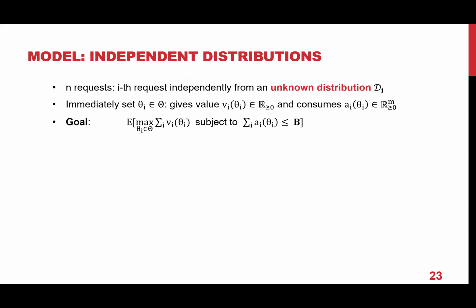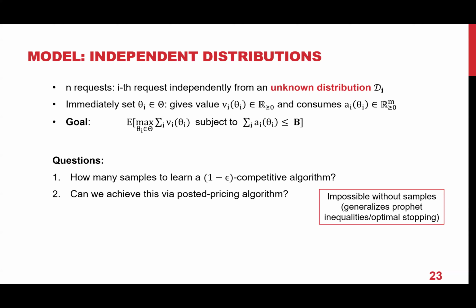So I'll just quickly mention this. I don't have time to go over details, but the setup is that, again, these n requests, the ith request comes from some unknown distribution di. The goal is, as always, to maximize my total value subject to the budget constraints, total value minus the resource consumption. And one could ask, for instance, how many samples do I need from the underlying distribution to get a 1 minus epsilon competitive algorithm? And can we achieve this using a posted pricing algorithm?